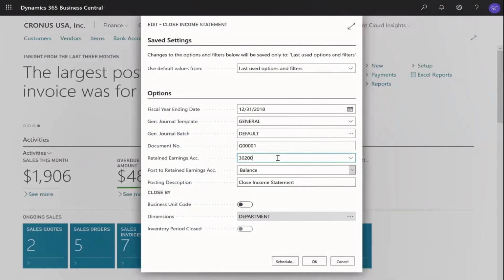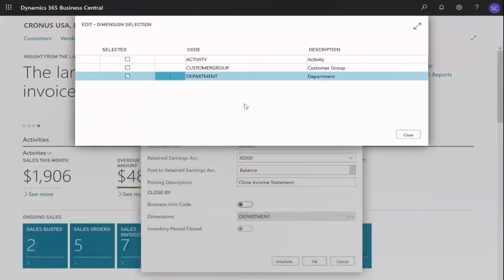Input one retained earnings account. This is used in order to receive the final result of the year. And here you can post to the retained earnings account just a total balance of the year or the details by account if you want. It's up to you. Then a posting description. Well, this is the closed income statement, very important. And the business unit codes that you use whenever they apply, and dimensions, okay? Dimensions, for those of you who use dimensions, this is very important.